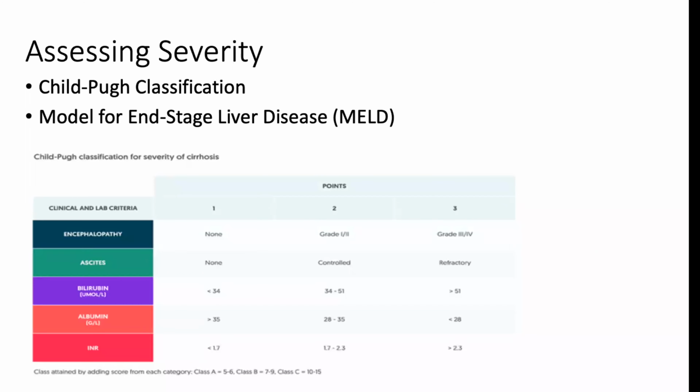Those in class A have mild disease, and the 1 year survival is 100%. So they'll be okay for now. In class B, they have moderate disease. The 1 year survival is around 80%. And then in class C, in severe disease, the 1 year survival drops to 45%.